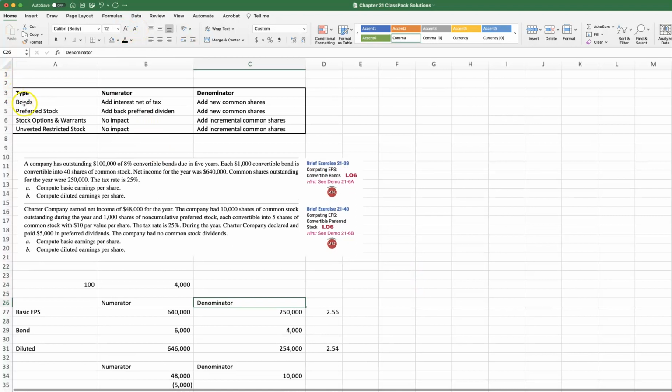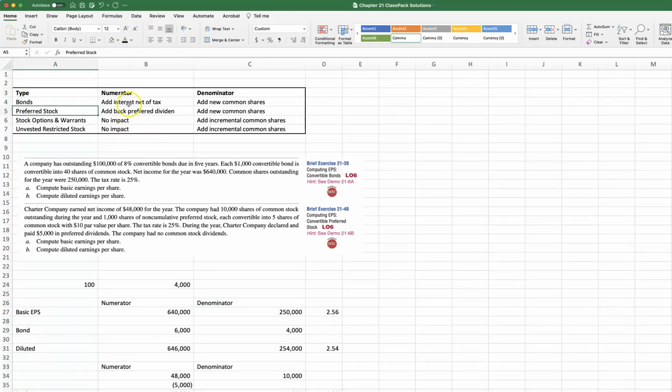But again, we've covered now bonds and preferred stock. Don't forget that net of tax, right? With preferred stock, don't forget we have to pay attention to whether it's cumulative or non-cumulative. And we also need to deal with it in the basic calculation.